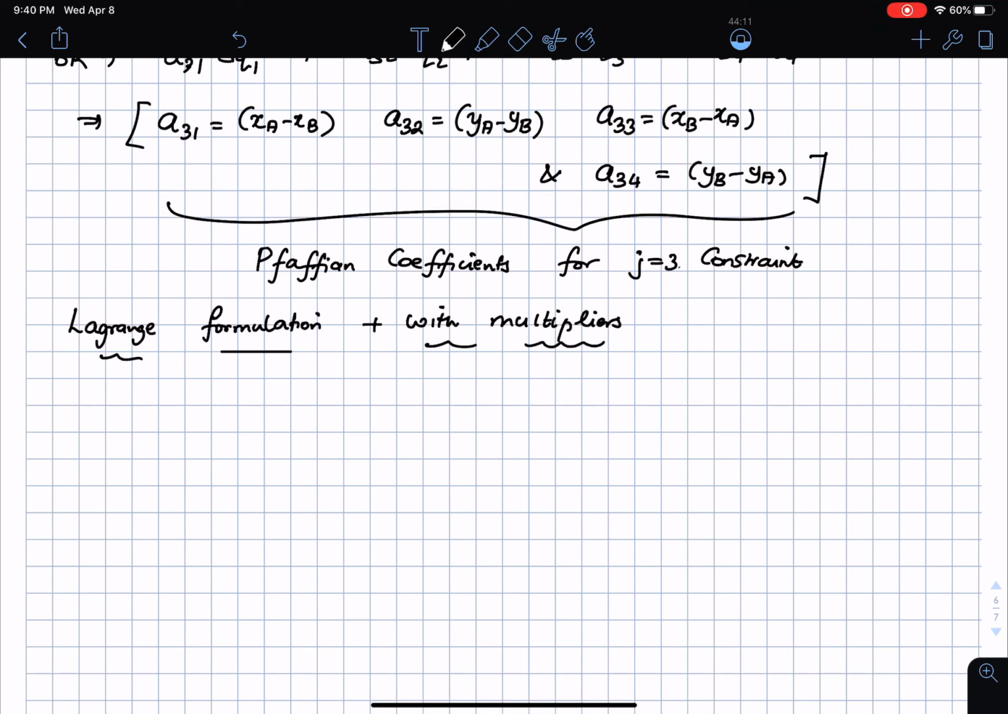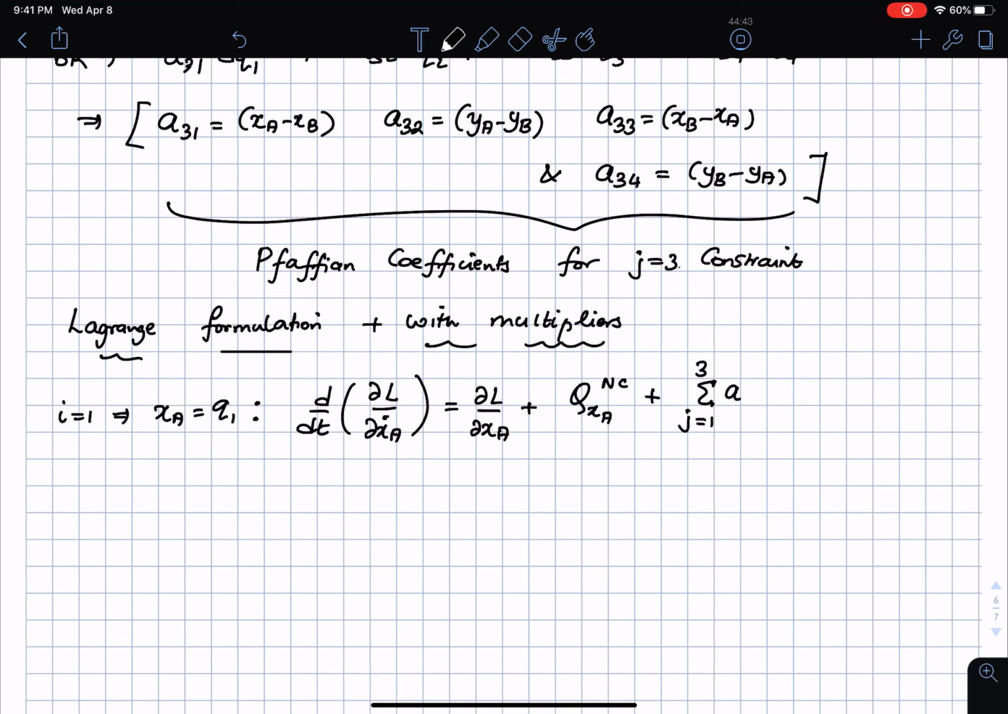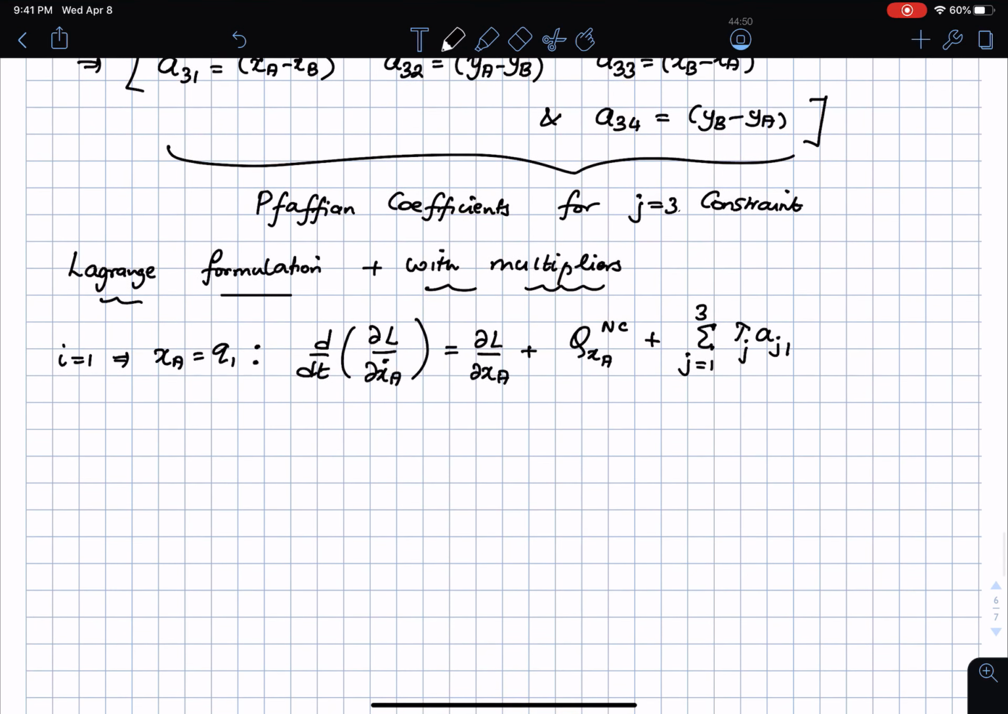Okay, so we say that here i equal to 1 means that xa is the same as q1. If that is the case, I have d/dt of ∂L/∂xa-dot equal to ∂L/∂xa plus Q_xa non-conservative, plus the summation over j from 1 to 3 of lambda_j a_j1. Then i equal to 2 implies this is for ya, which I call q2.